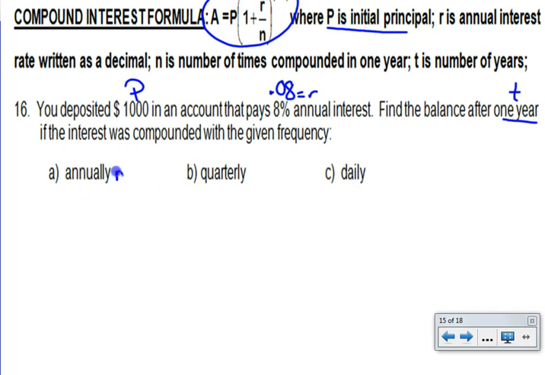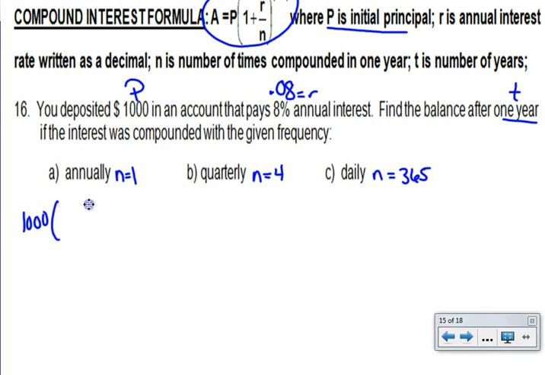So annually means you collect interest once, so your N is going to be a 1. Quarterly means N equals 4 times a year. And daily means 365 times a year. So in our home screen of our calculator, we're just going to start typing these.